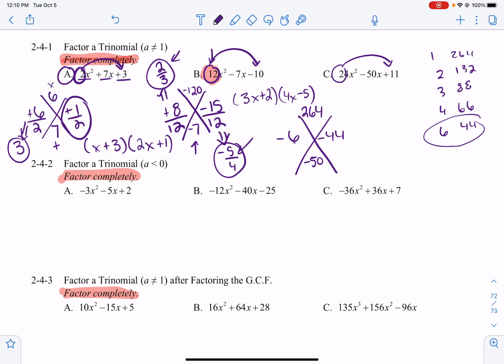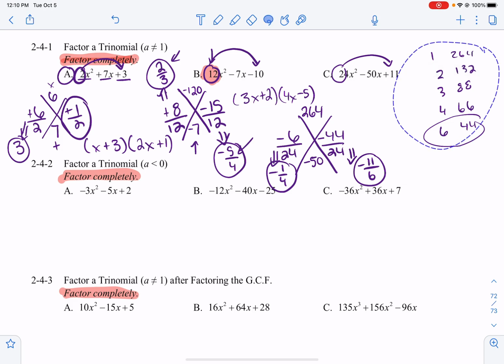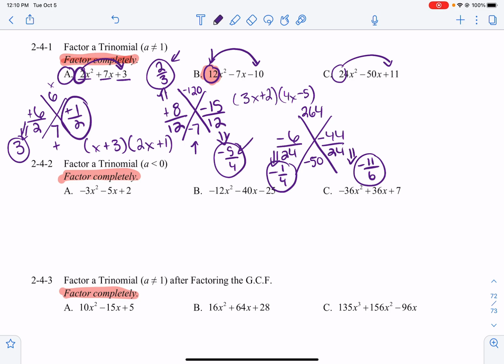And now because I multiplied by 24, I have to divide by 24 before I write my parentheses. So the one on the left, negative 6 over 24 becomes negative 1/4. And on the right, negative 44 over 24 becomes negative 11 over 6. So that's what's going to make up my parentheses. So if I get this out of the way, my parentheses are 4x minus 1 and 6x minus 11. That would be my final answer.